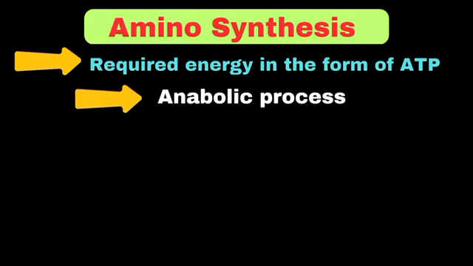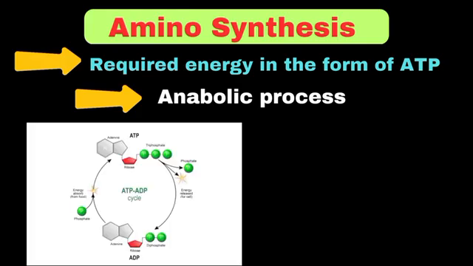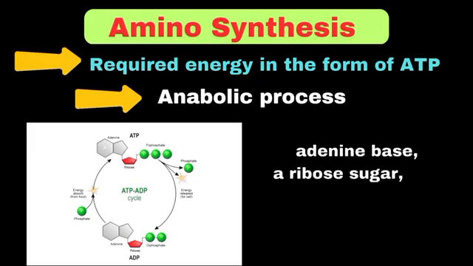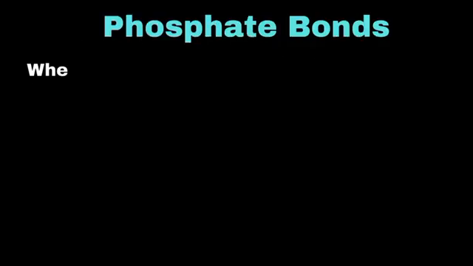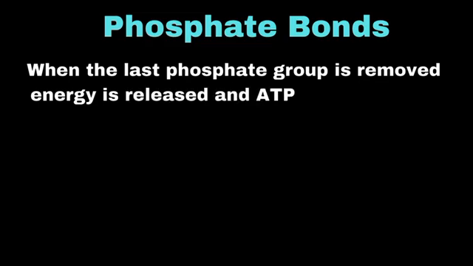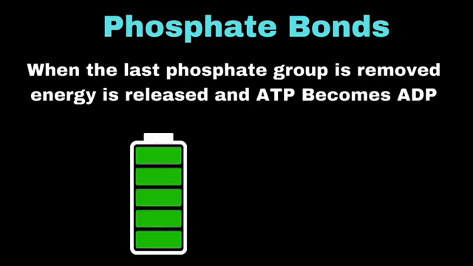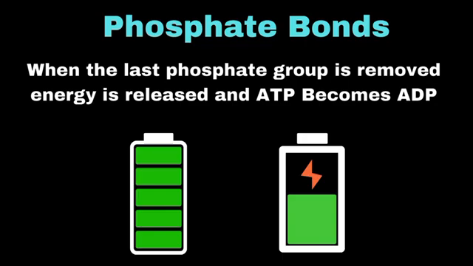ATP plays a central role in energy transfer. To make it clear, let's look at its structure. ATP has three parts, and they are an adenine base, a ribose sugar, and three phosphate groups. The key to ATP's energy-carrying ability lies in its phosphate bonds. When the last phosphate group is removed, energy is released, and ATP becomes ADP. This energy release can be compared to a fully charged battery becoming a partially charged battery.